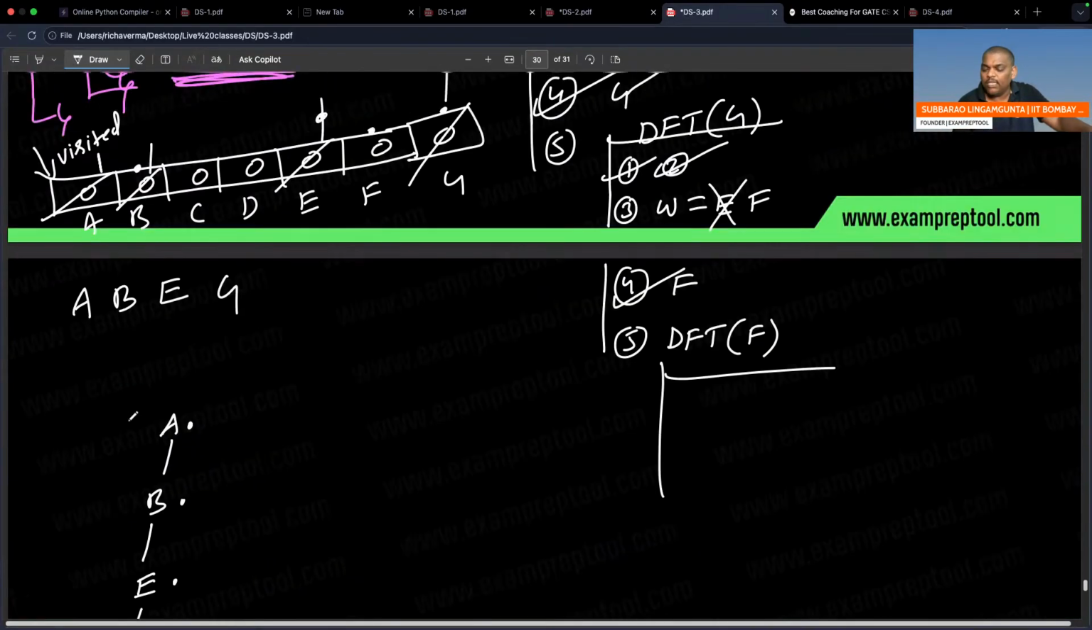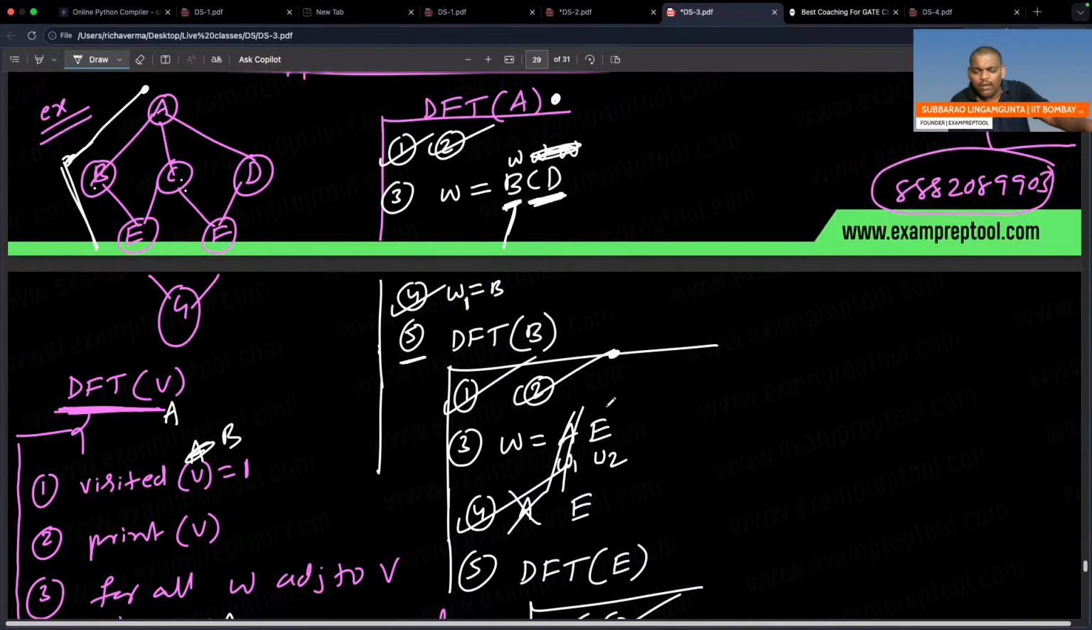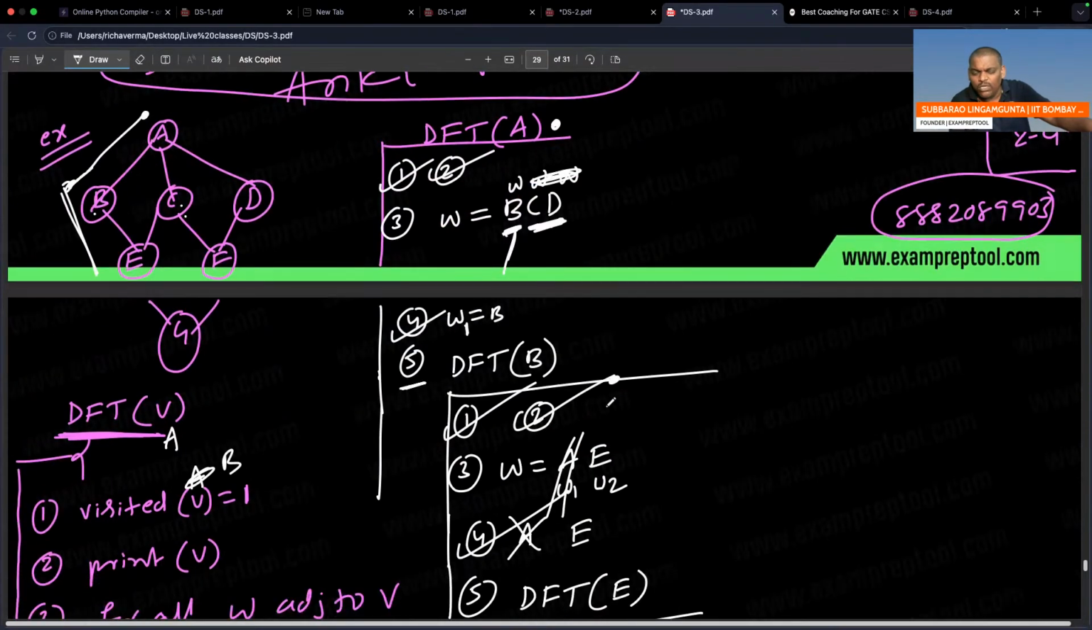Now again, same story. Can you see the first step? Widgeted of F is equal to 1. Second step, print it. Third step, for all W adjacent to F. Same story here. Recursion means nothing bad. You are doing the same story.